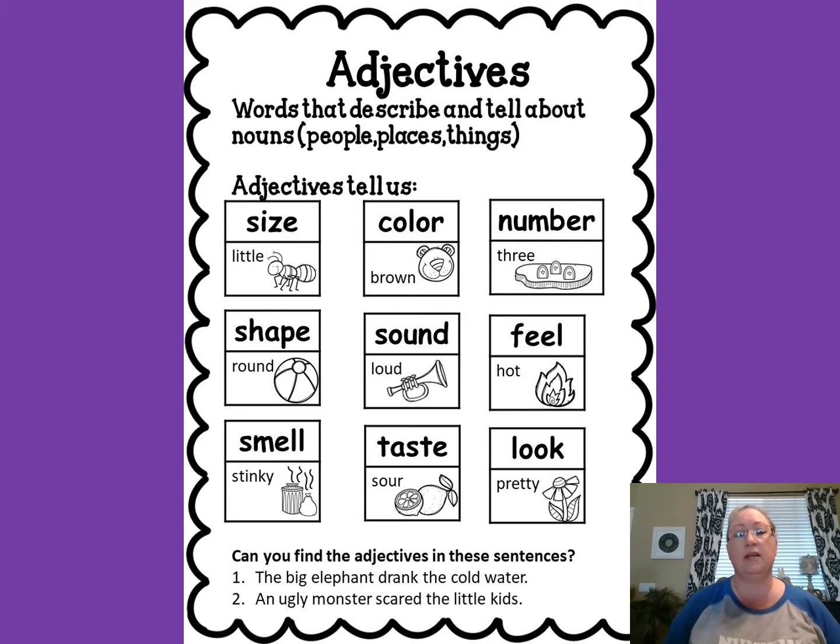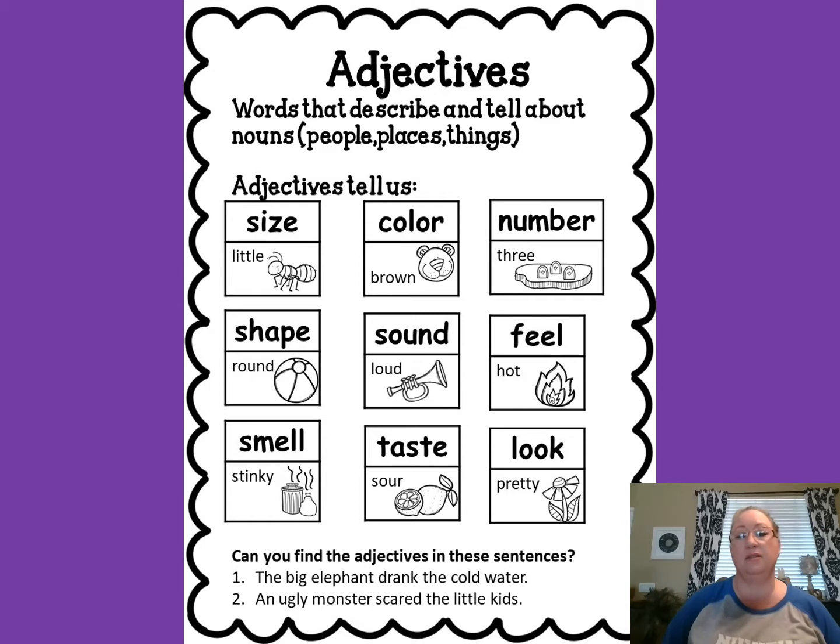Okay, so let's talk about adjectives. They are words that describe and tell about nouns, which we know are people, places, and things. Adjectives tell us the size of the person, place, or thing. So, for instance, we have the little ant. That tells us what size the ant is. Adjectives tell us color. We have a bear. It is the brown bear.